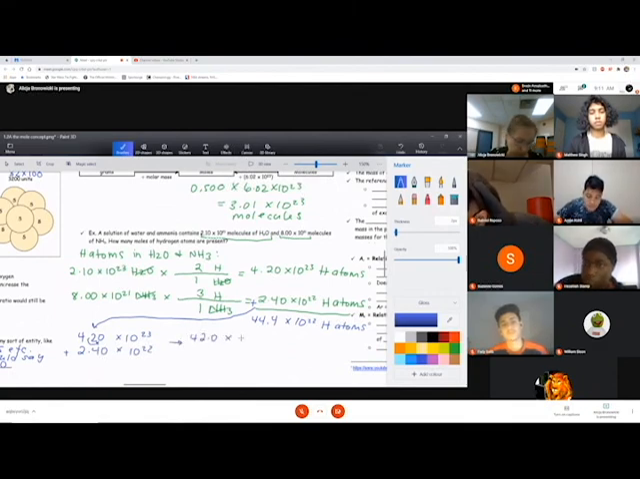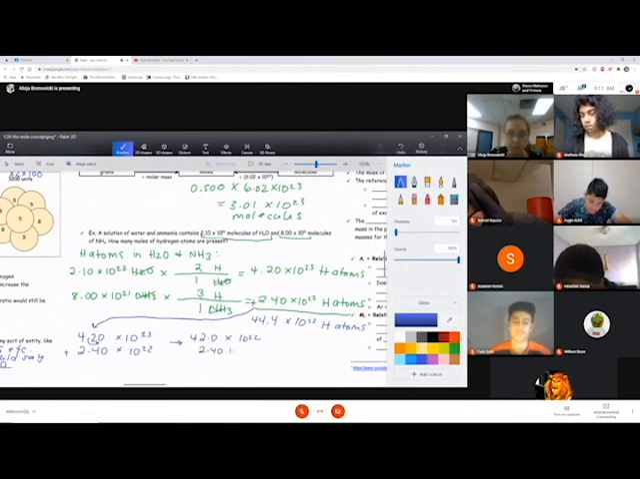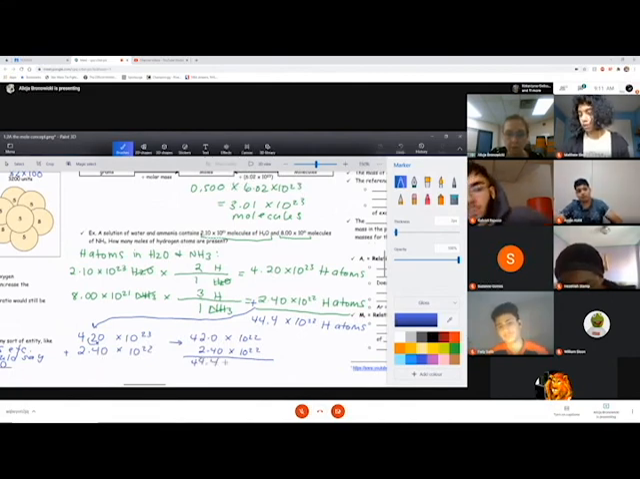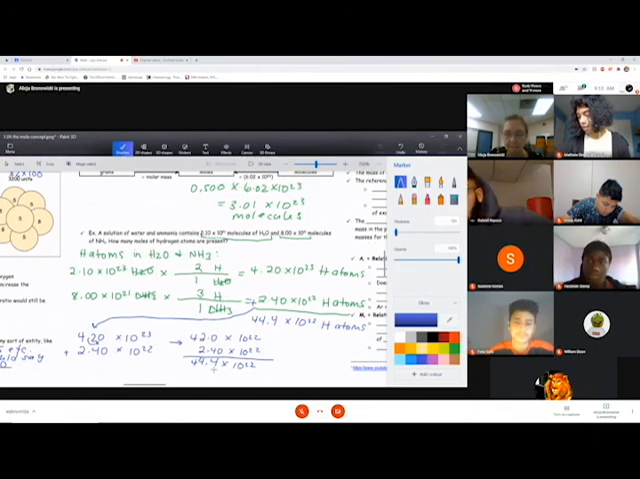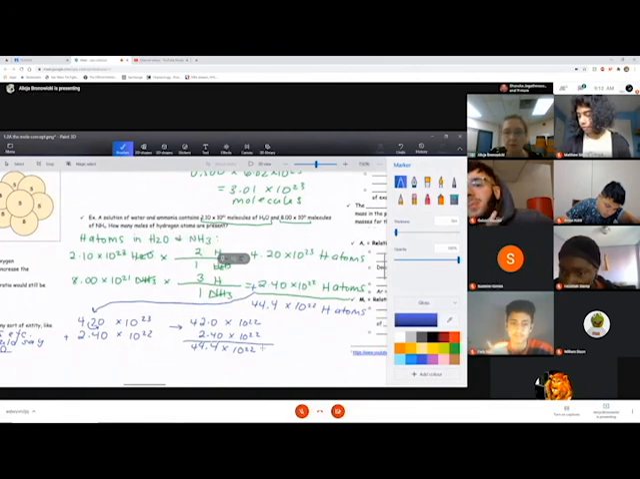I'm going to get 42.0 times 10 to the 22 plus 2.40 times 10 to the 22. And now I can add them. So when I add these, I get 44.4 times 10 to the 22. I got confused too with that. Okay, does that make sense? Okay, good.